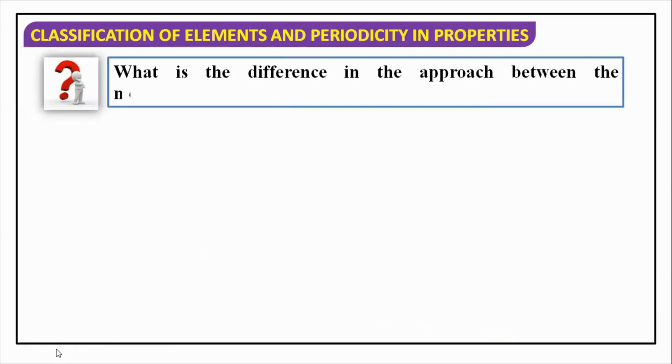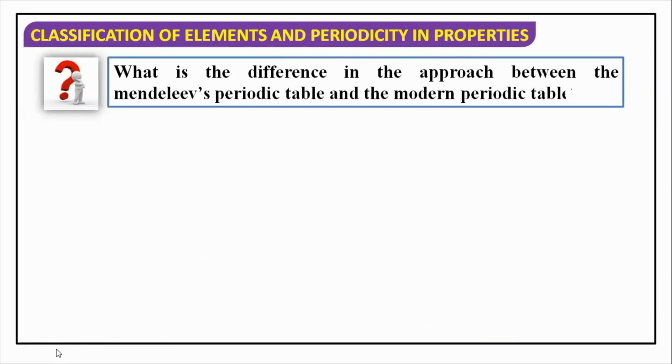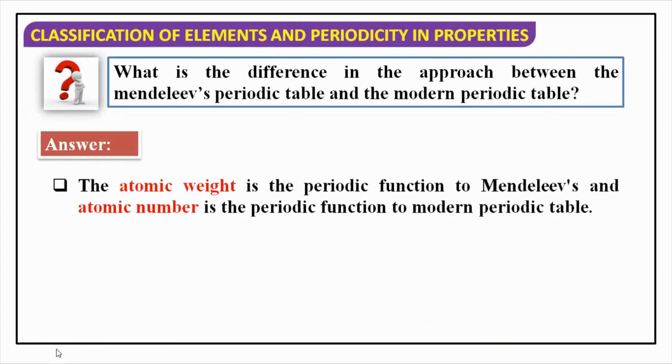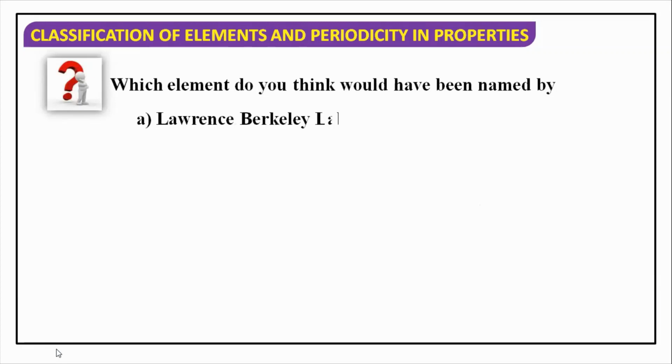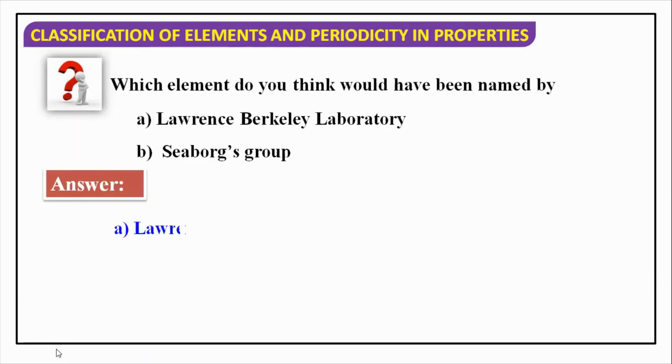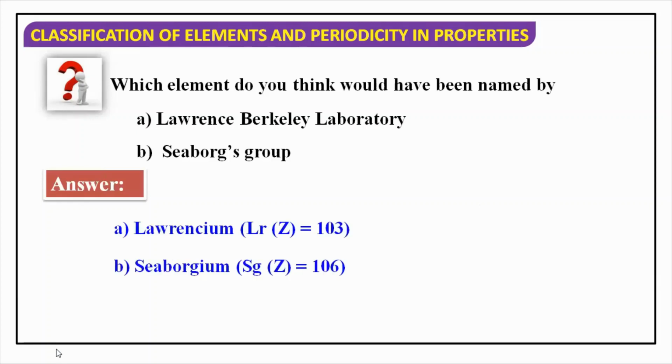What is the difference in approach between Mendeleev's periodic table and the modern periodic table? The first difference is that Mendeleev worked on atomic weights, whereas the modern periodic table works on atomic numbers. Second question: which element was named by Lawrence Berkeley Laboratory? Lawrencium. And the element of the Seaborg group is seaborgium, which is 106.